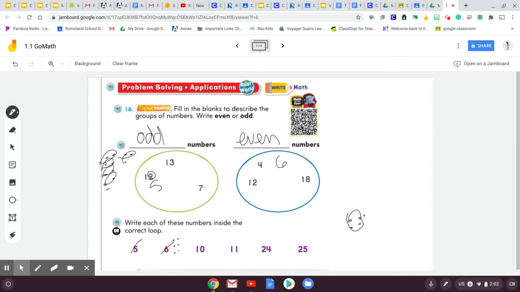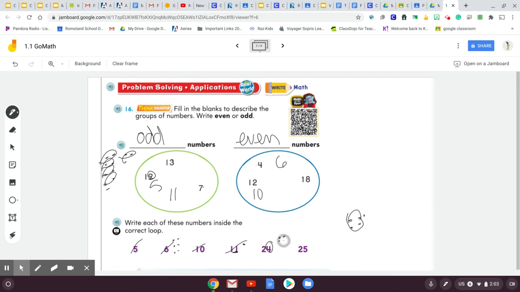I already said 10 is always even. Okay. What about 11? Okay, I'm just going to look at the 1. Does that have a pair? Because I know 10 is even. No, so that's going to be odd. Okay. And again, if 10 is even, I'm going to double 10 and make it 20. 20 is going to be even. I'm only going to look at the 4.